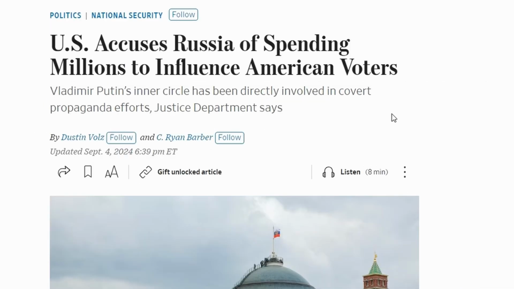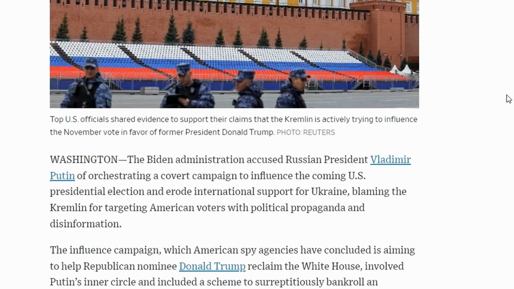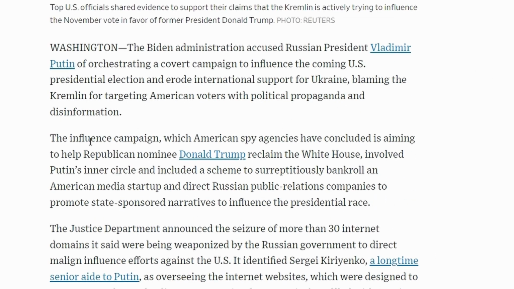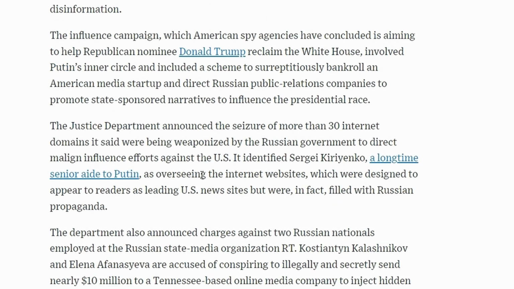And before I close out the video, I wanted to share this article that I stumbled upon on the Wall Street Journal. It says the US accuses Russia of spending millions of dollars to influence the American voters. Vladimir Putin's inner circle has been directly involved in covert propaganda efforts, the Justice Department says. And as we scroll down right here, it says the influence campaign is trying to help the Republican nominee to reclaim the White House. And as we look at this paragraph right here, it says when we look at the US news sites, they are in fact filled with Russian propaganda.